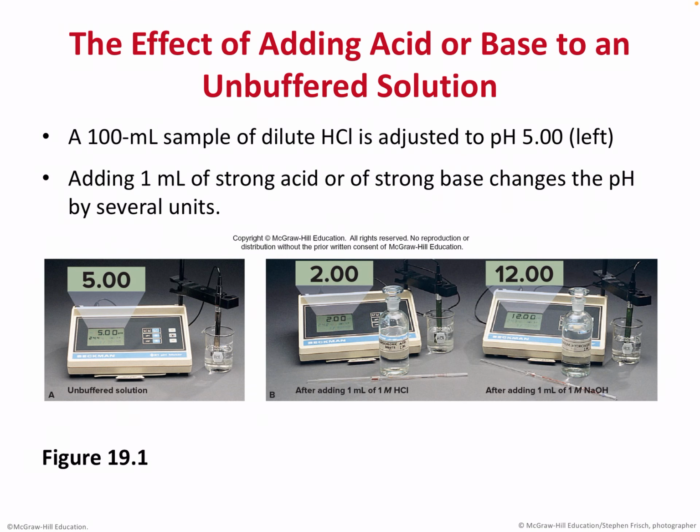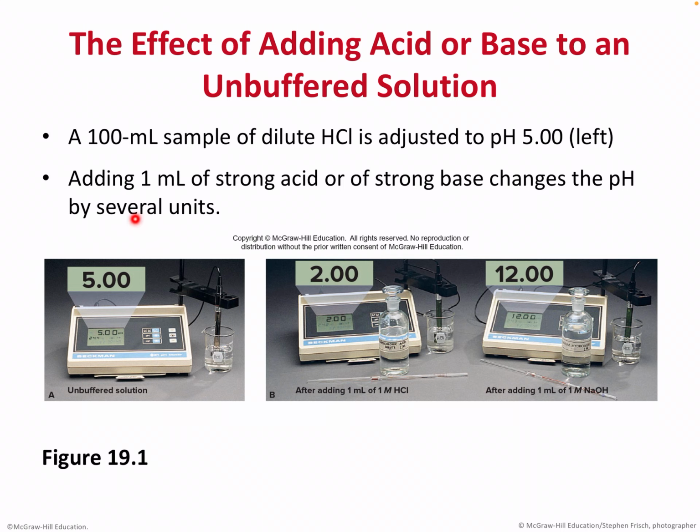Effect of adding acid or base to an unbuffered solution. Let's say you have a 100 milliliter sample of dilute hydrochloric acid. It's not a buffer system. It has a pH of 5. You add 1 milliliter of strong acid. What happens? When you add 1 milliliter of strong acid, pH drops by 3 pH units, from 5 to 2. Or you add 1 milliliter of strong base, and the pH changes immediately and dramatically, going from 5 to 12. That's a 7 pH unit difference.